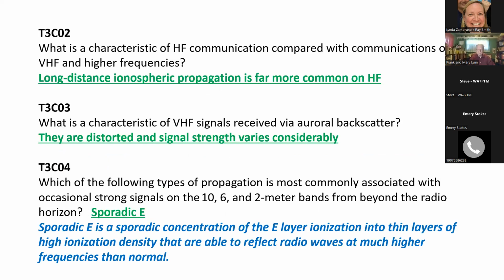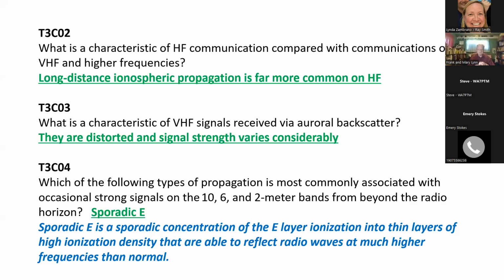Okay, what is the characteristic of HF communication compared with communications on VHF and higher frequencies? Again, HF has a long wavelength. This goes from like 80 meters down to 10 meters. It's going to hit the ionosphere and it's going to bounce. And I think we have a picture of that here later.